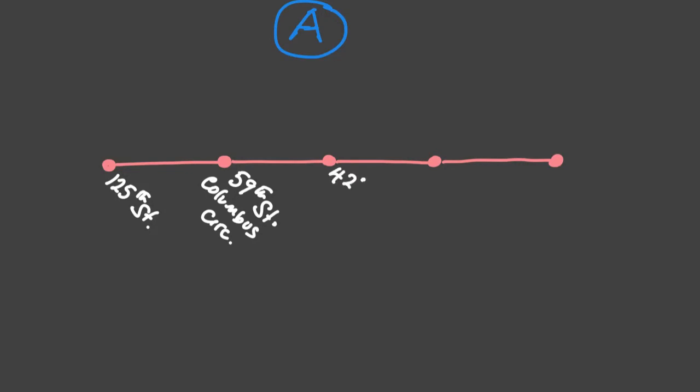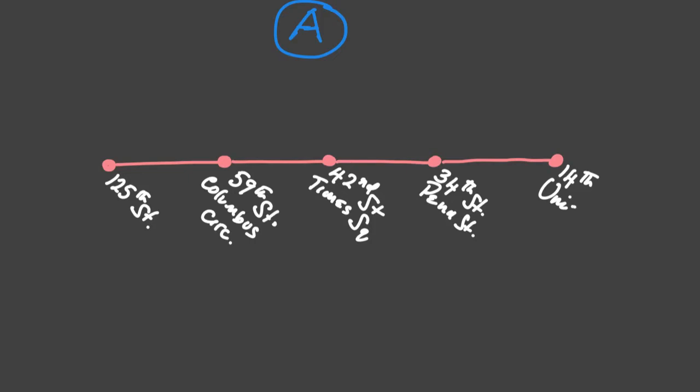The next one is 42nd Street, Times Square. Everything comes to Times Square, including lots of buses that leave from here. 34th Street, Penn Station is the next station. Lots of trains arrive here, apart from the MTA. 14th Street, Union Square is our last stop on our A train.